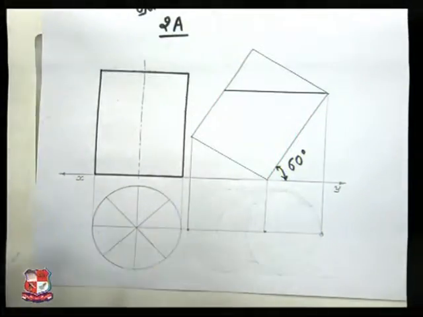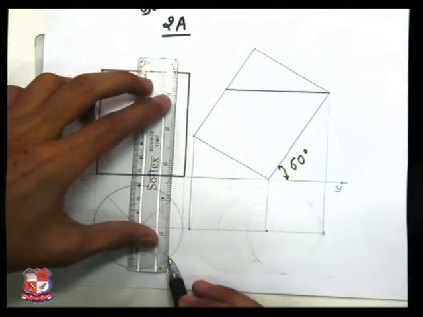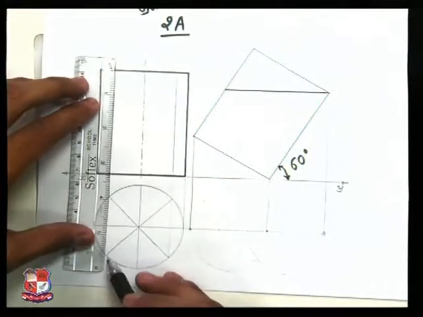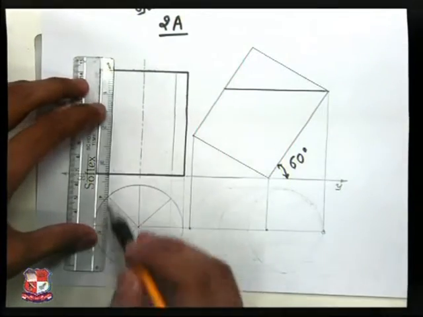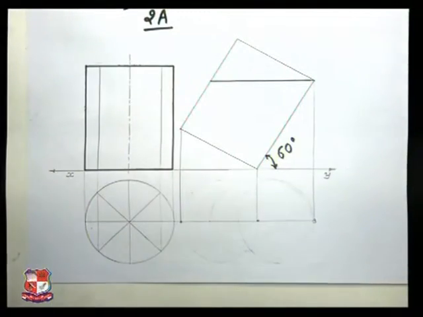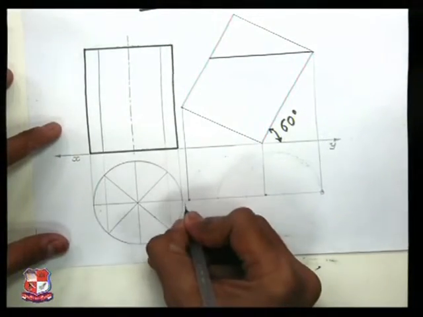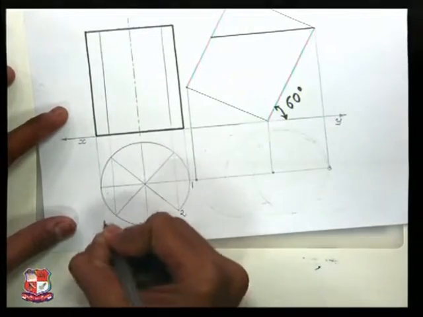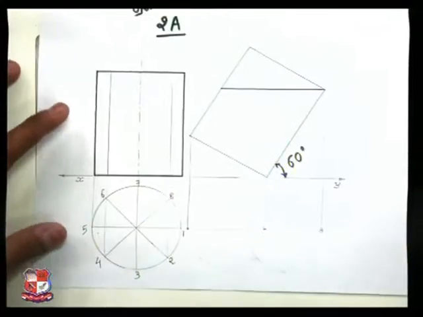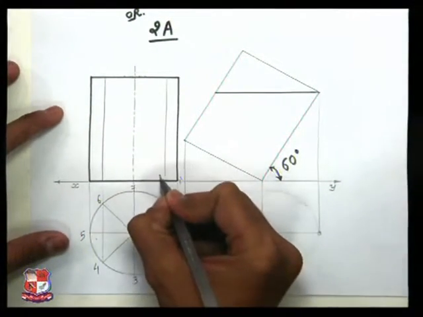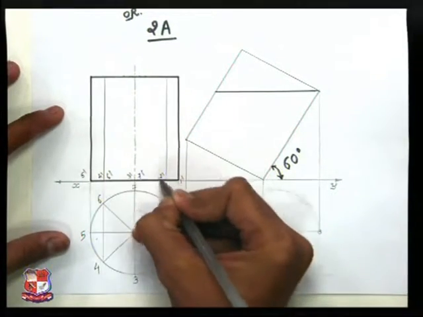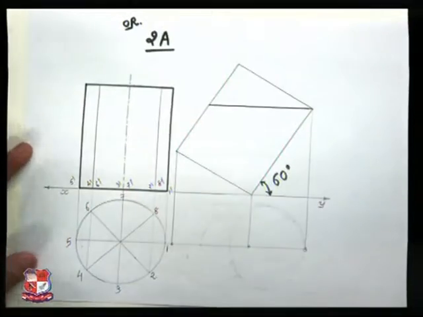So divide this circle into 8 equal parts. Take projections in the front view like this. These are the projection lines to be drawn from the top view. We can name the points. So this is point number 1, 2, 3, 4, 5, 6, 7 and 8, and respectively 1 dash, 2 dash, 3 dash, 4 dash, 5 dash, 6 dash, 7 dash and 8 dash. You can give any name.